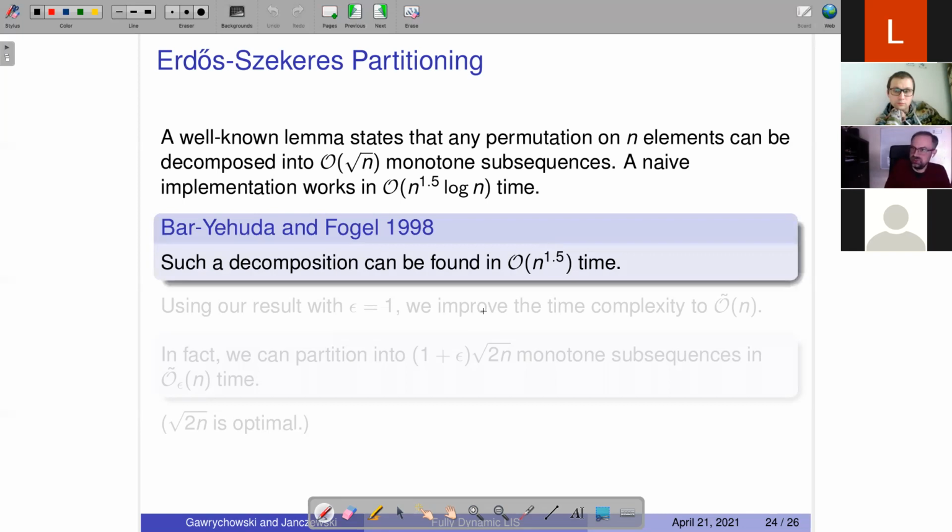It's actually not so easy to do that. You have to control, you have to reuse the computation, you have to maintain a decomposition of anti-chains, and you have to update it. So it takes some work. But now we can use our result.